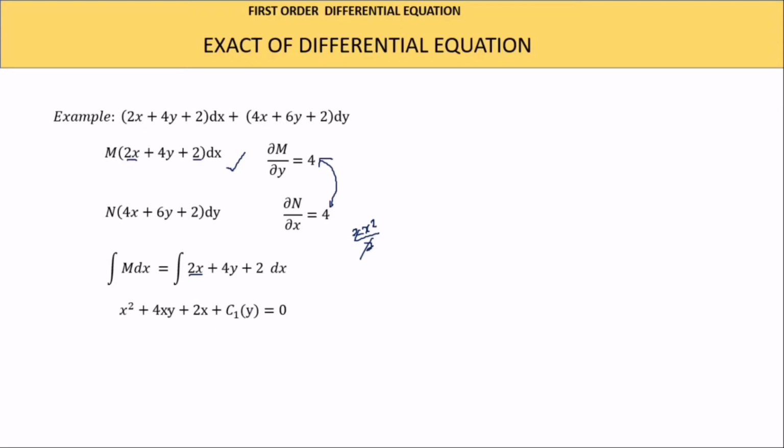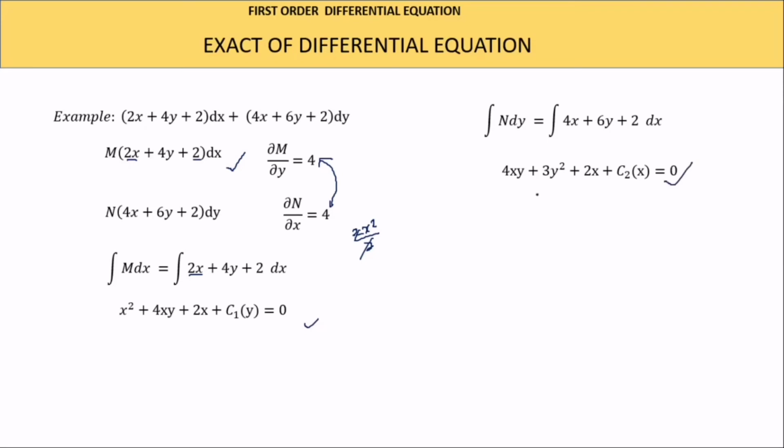So since you are integrating with respect to x, the constant will be with respect to y. You do the same thing for the N. And when you do the same thing for the N, you're going to get 4xy plus, when you integrate it, 3y squared, and when you integrate, 2x plus another constant, a certain constant with respect to x, because we are doing it with respect to y.